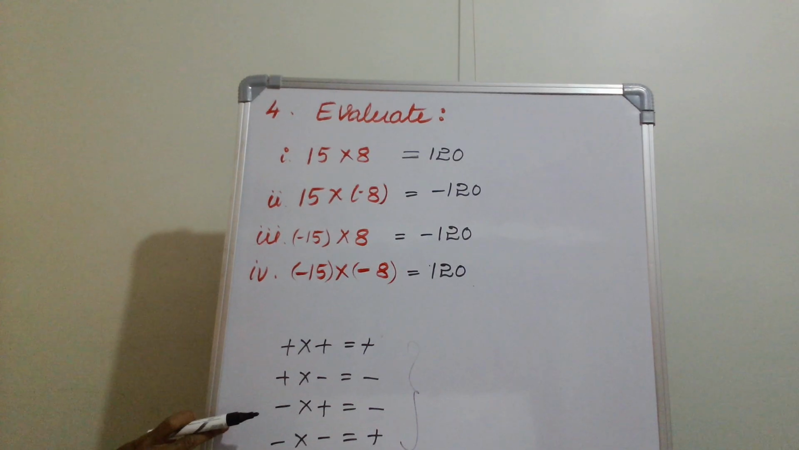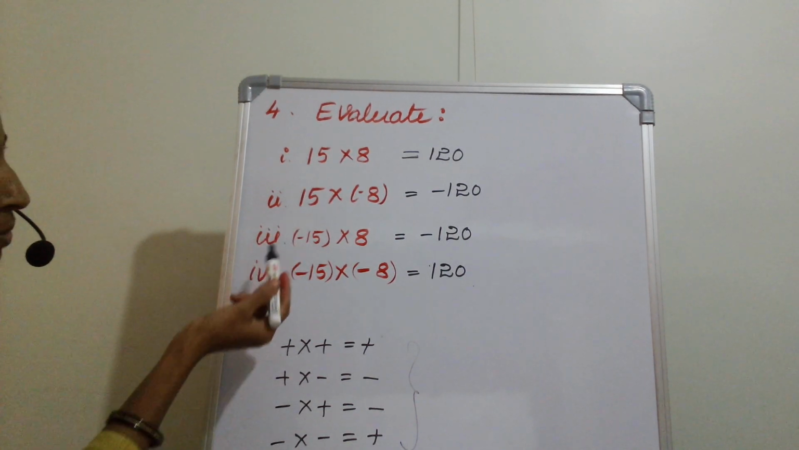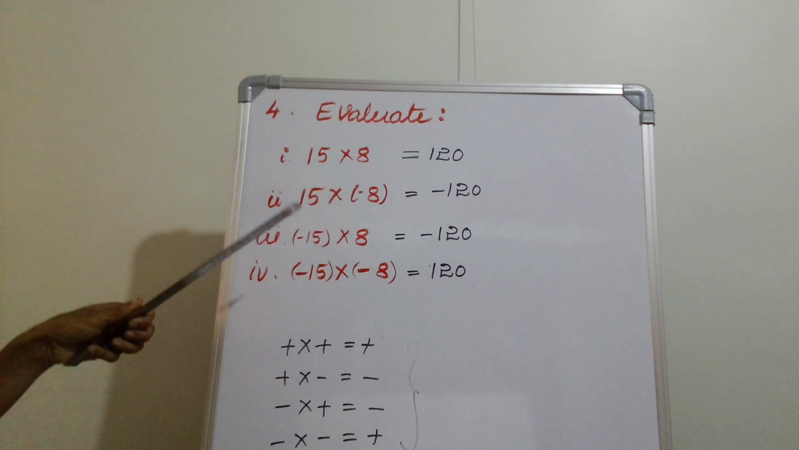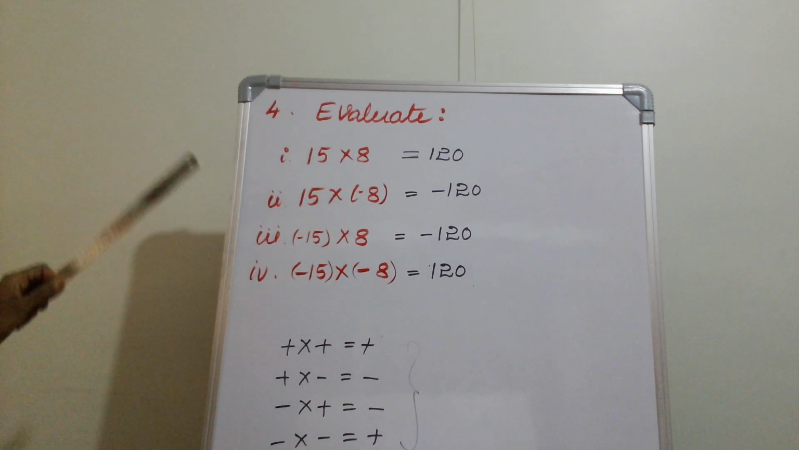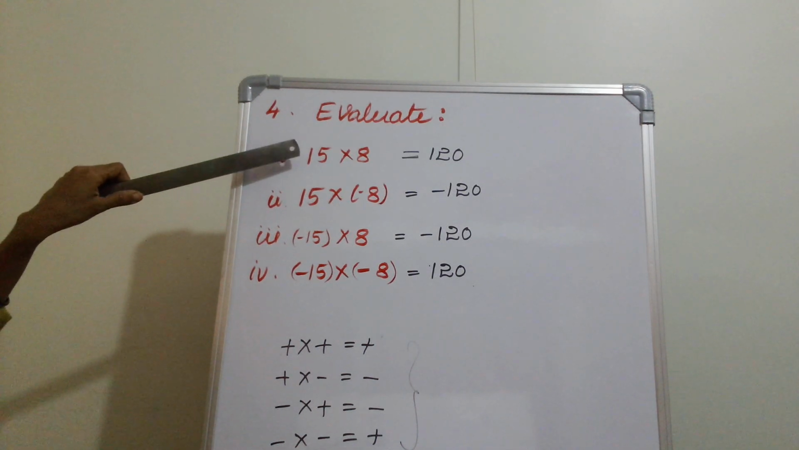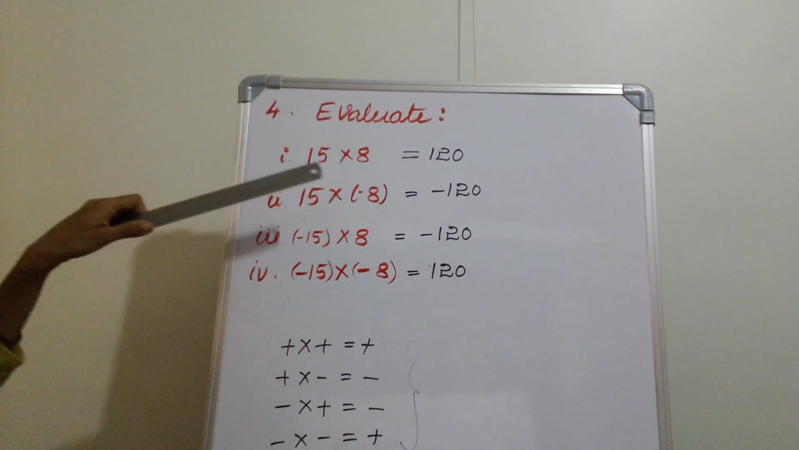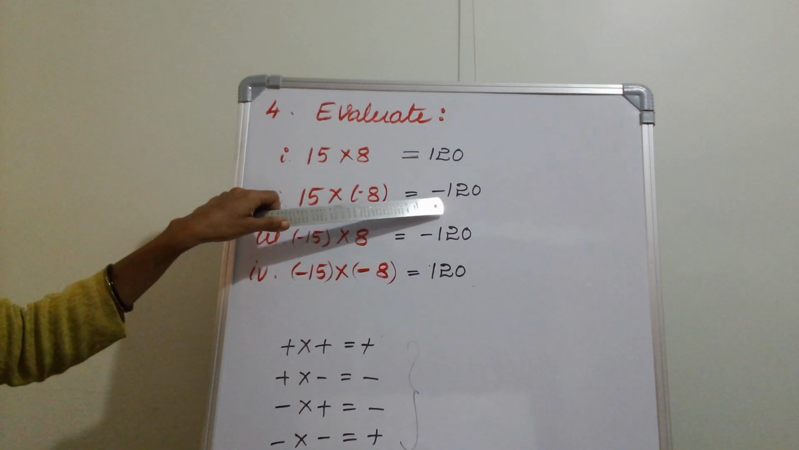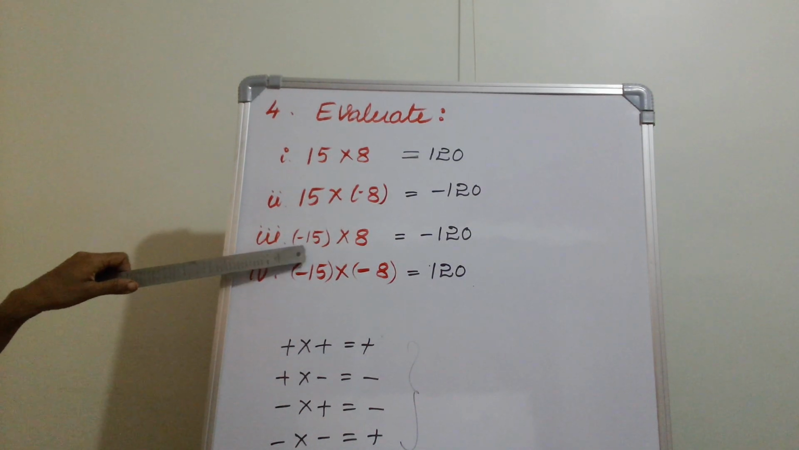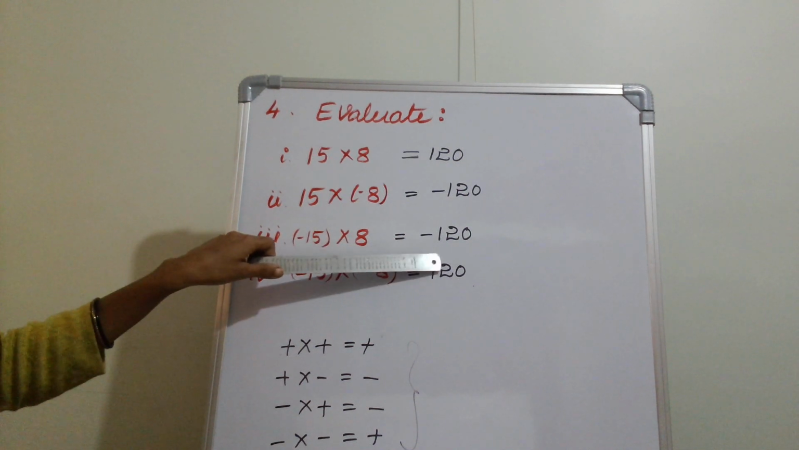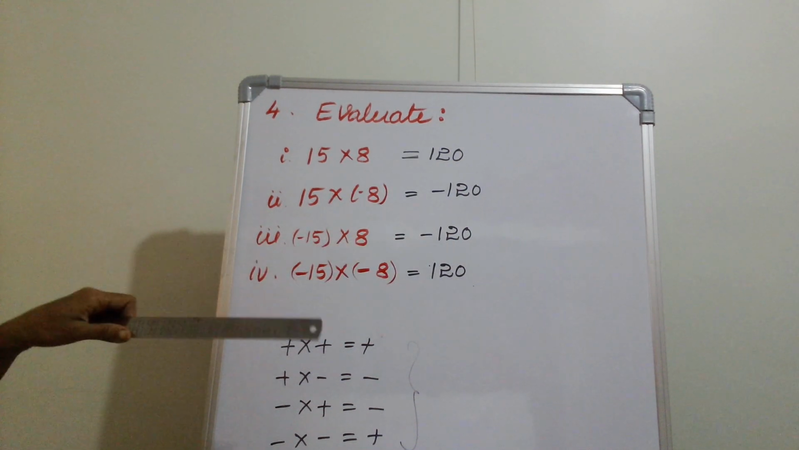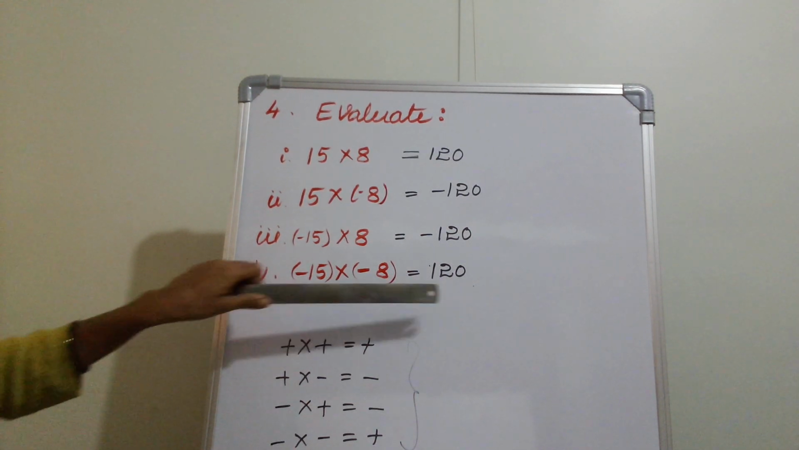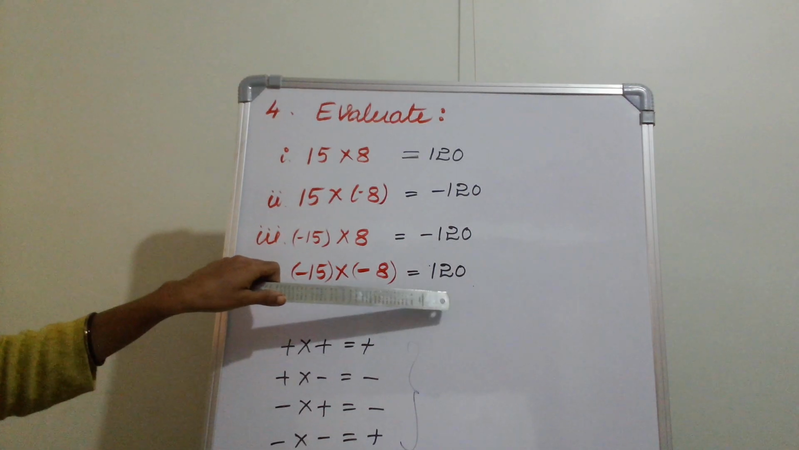product of multiplication of integers, they gave the problem that just multiply 15 into 8 as it is, it will be 120. We have to observe the sign. Here plus into plus is plus, so plus 120. Here plus into minus is minus, so minus 120. So minus into plus will be minus, so minus 120. Minus into minus, which is equal to plus, so plus 120. Hope you understand.